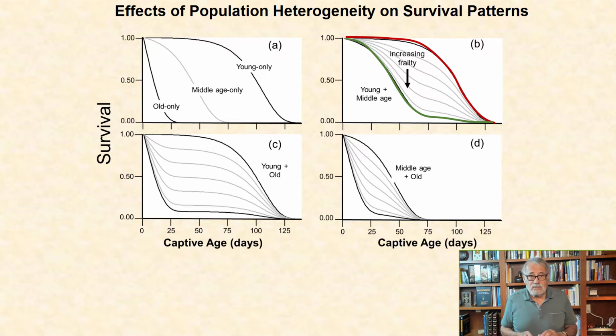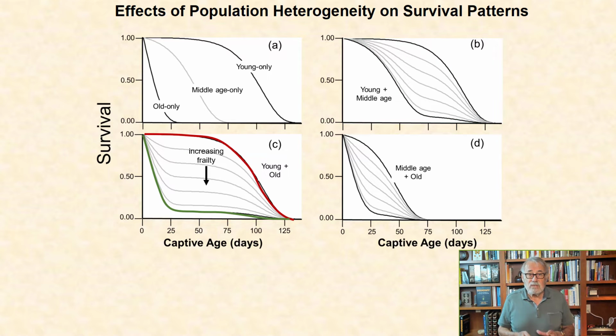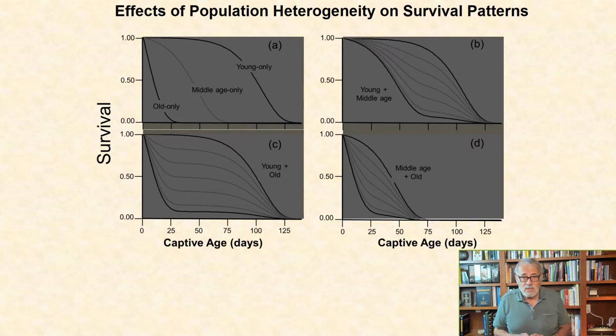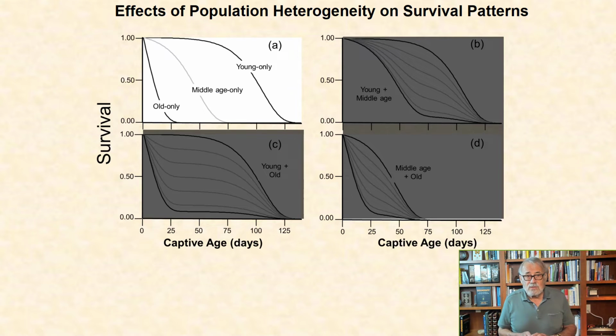Those in panel B consist of the young plus middle age cohorts. Panel C consists of the young plus old cohorts, and panel D consists of mid-age plus old cohorts. For the first case, we will consider single cohorts at different capture ages. The survival curves shown in this figure correspond to the hypothetical situation in which individuals from the wild are collected from a single wild medfly cohort immediately after emerging, that is, young only. And again at 50 days, that is middle age, and once again at 90 days, that is old age.